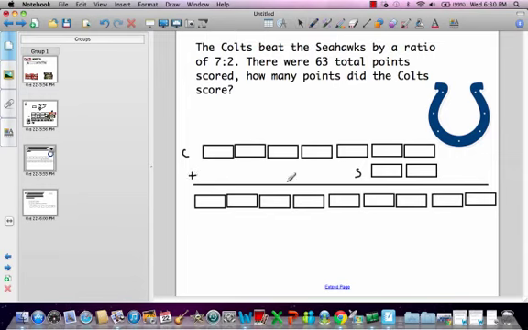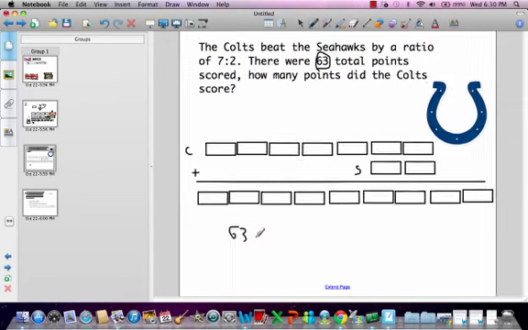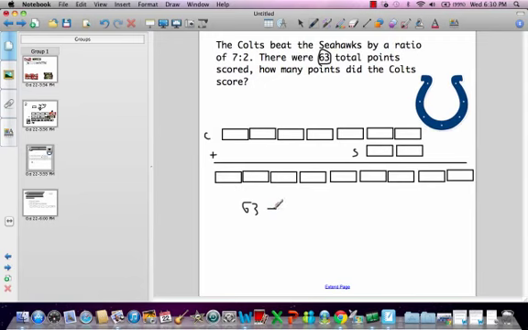So if you have 9 total rectangles, that represents really all the points in the game, because you don't have anybody else scoring points other than the Colts and Seahawks. So there were 63 total points. So those 9 rectangles have to equal 63. So each rectangle, therefore, if we do 63 divided by 9, equals 7 points. And if each of these rectangles equals 7 points, that would mean, since we have 7 rectangles for the Colts, that they would have scored 49 total points.